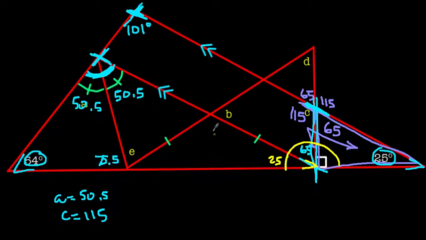This guy right here, this is an isosceles triangle. Base angles have to be congruent, so that's 25. 25 and 25 is 50. This has to be 130. Exterior angle B has to be 50.